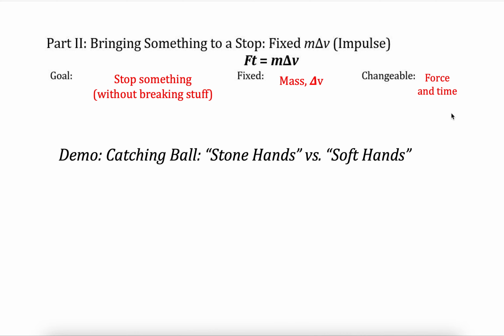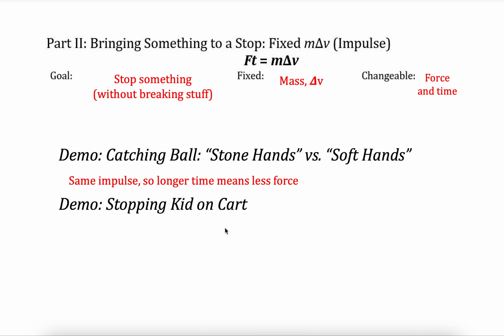All right, usually we do a demo here. Again, we will catch up on some of these later. Stone hands versus soft hands. If you're sports people, you may know this. You kind of got to see what it looks like though. We will get into that. Stopping a kid on a cart. I think I just need to show you this in person as well. Egg in the garbage bag. Definitely show you this one. This one's pretty cool.